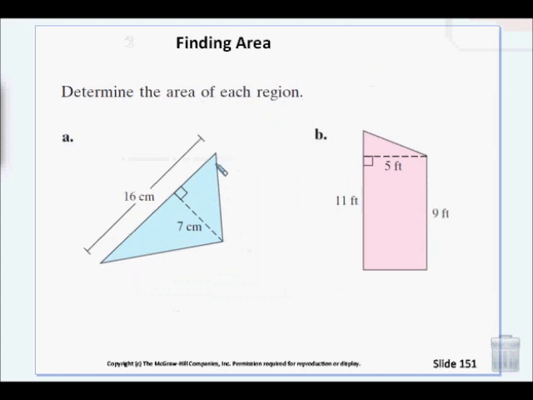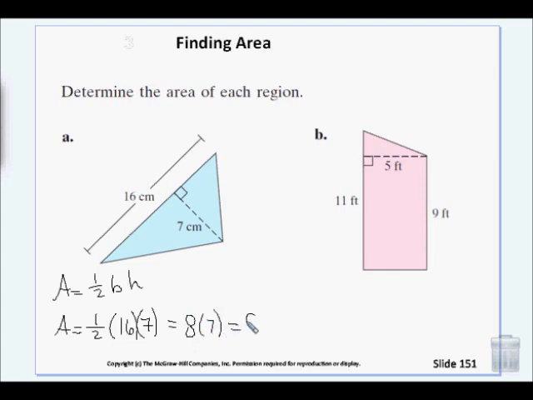Area of a triangle is 1/2 base times height. Even though this is sideways looking, it's still a height, because a height is going to be perpendicular. So it's 1/2 of 16 times 7, right? My base is 16, my height is 7. So 1/2 of 16 is 8 times 7, so this is going to be 56, not centimeters squared.